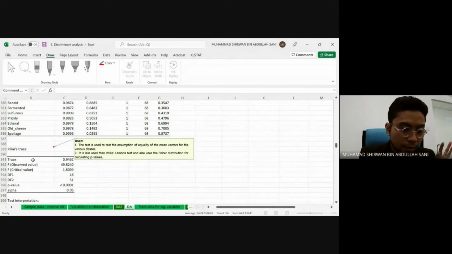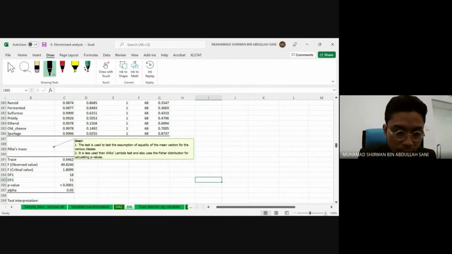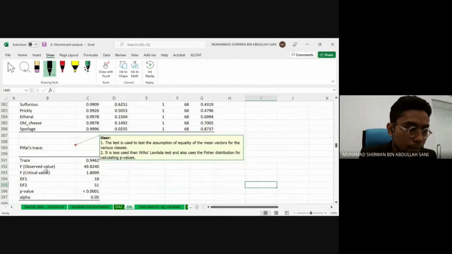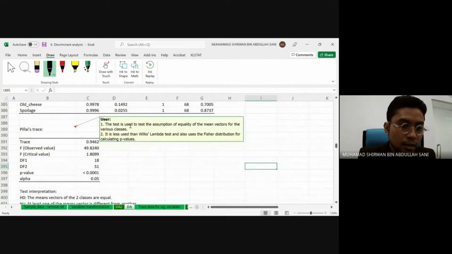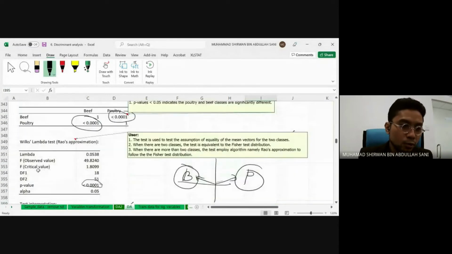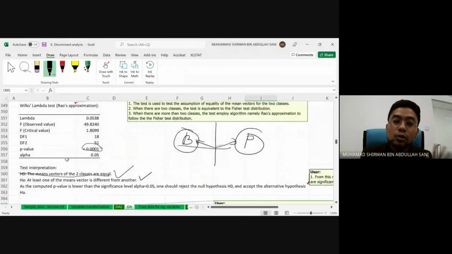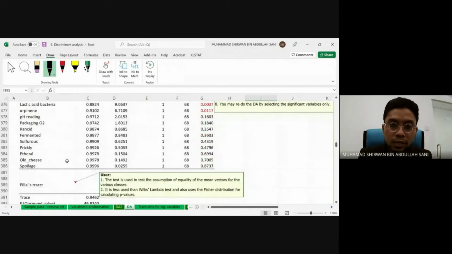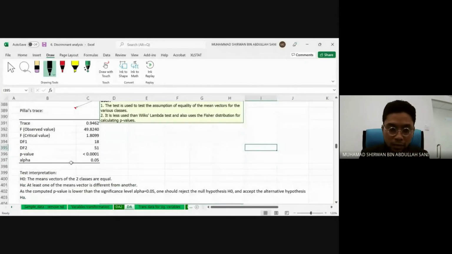Okay, so this is a part of the result from discriminant analysis. They say about this one, Pillai trace. This test is used to test the assumption of equality of the mean vectors of the various classes. It is used less than Wilks' lambda test and also uses the Fisher distribution for calculating the p-value. So you see here, we also have this Pillai trace, and we also have this Wilks' lambda test. Both of these two tests produce similar results, so you can choose either one. But this Pillai test is used less than Wilks' lambda test.